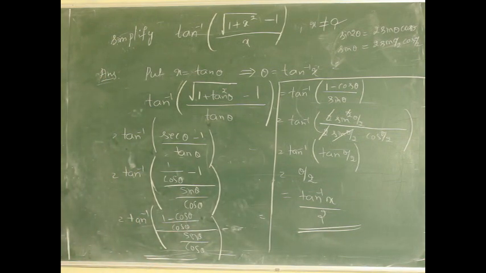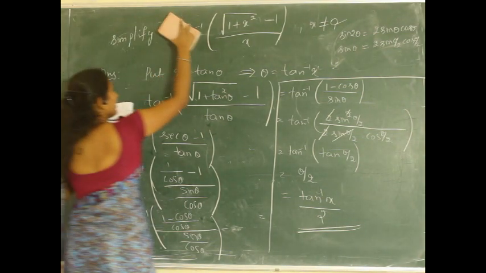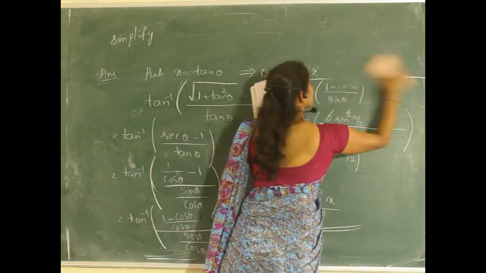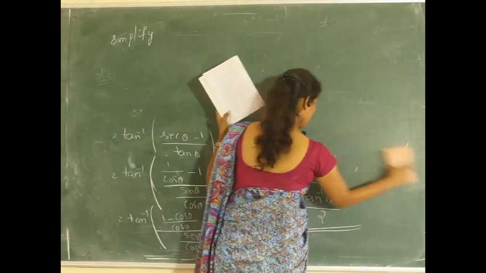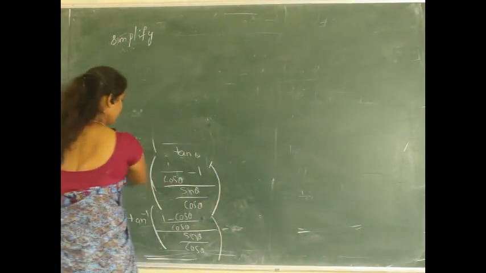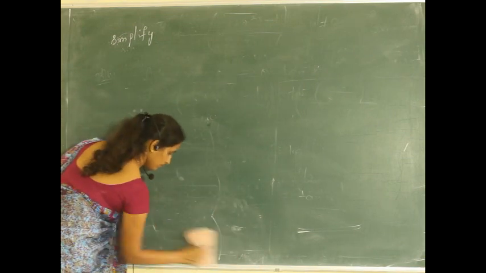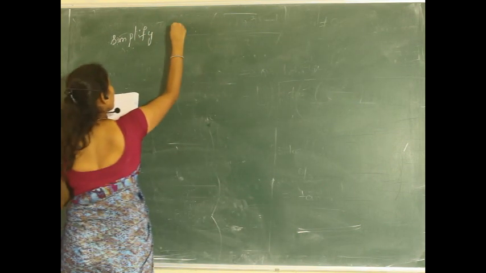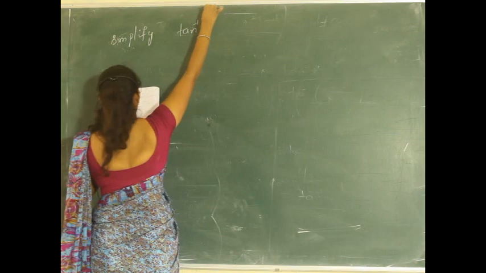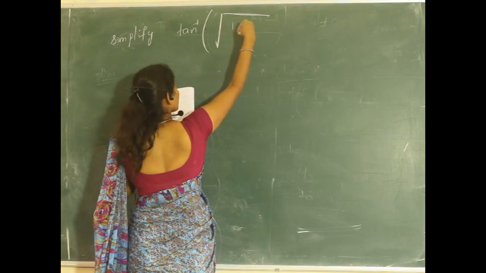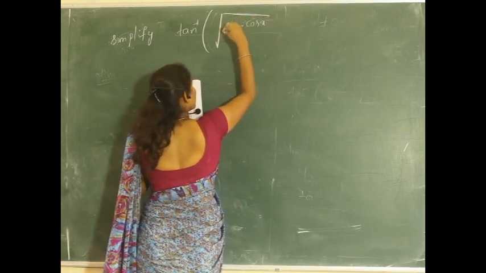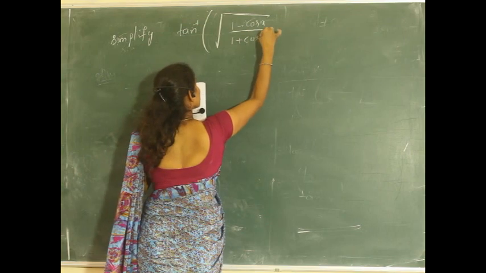So the next problem will be tan inverse of... next is to simplify tan inverse of square root of 1 minus cos x divided by 1 plus cos x.